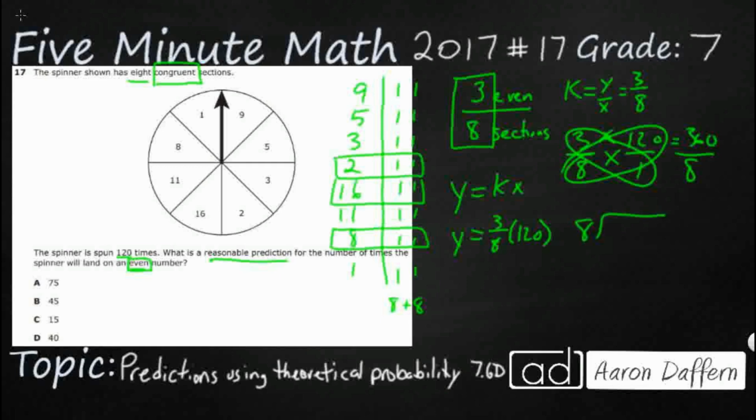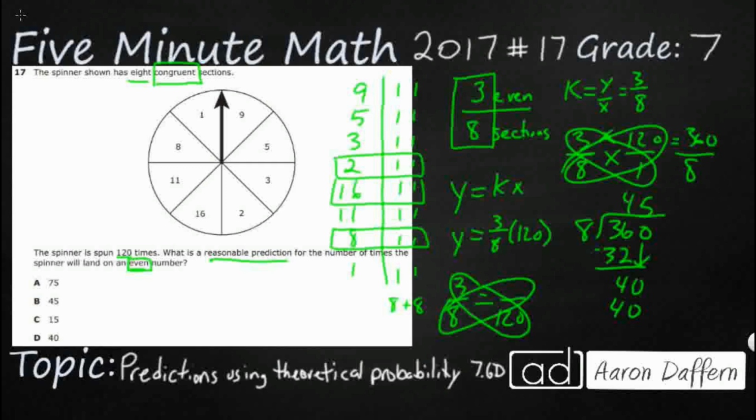So 8 goes into 360 4 times, and that's going to be 32. Bring down the 0. Look at that, nice and even: 45 times. So if you wanted, you could set up a proportion. It would look a little bit like this, but it would be over 120, and you would still end up with this same multiplication and division. The answer here is B.